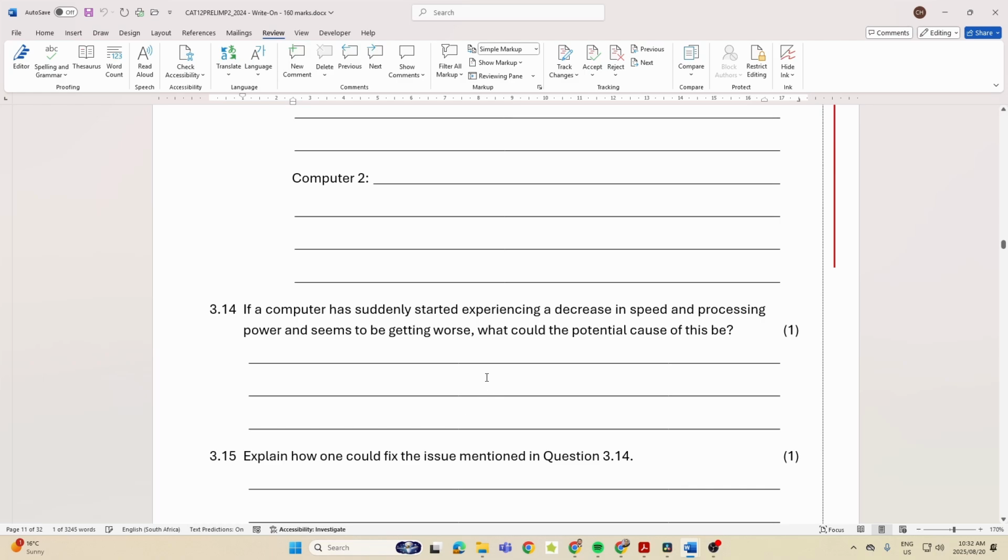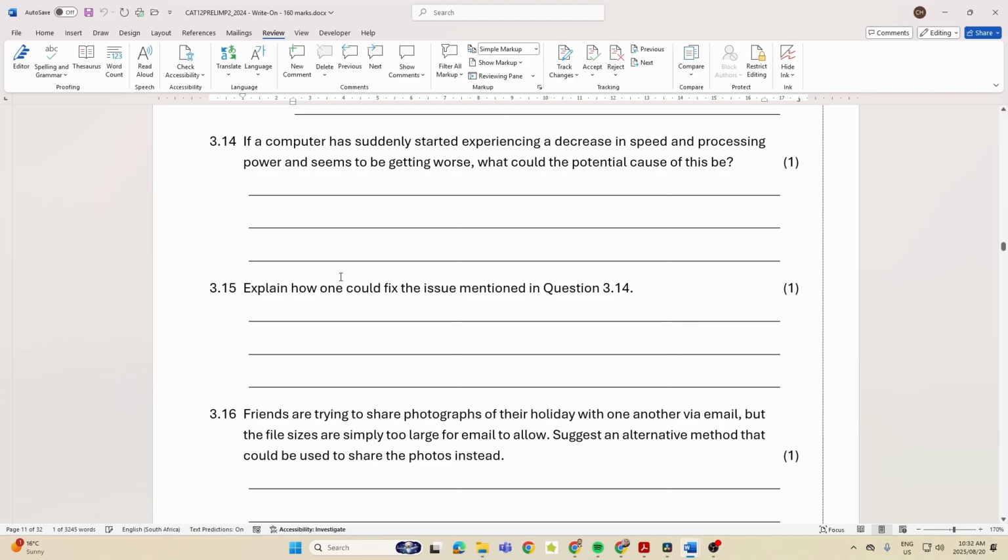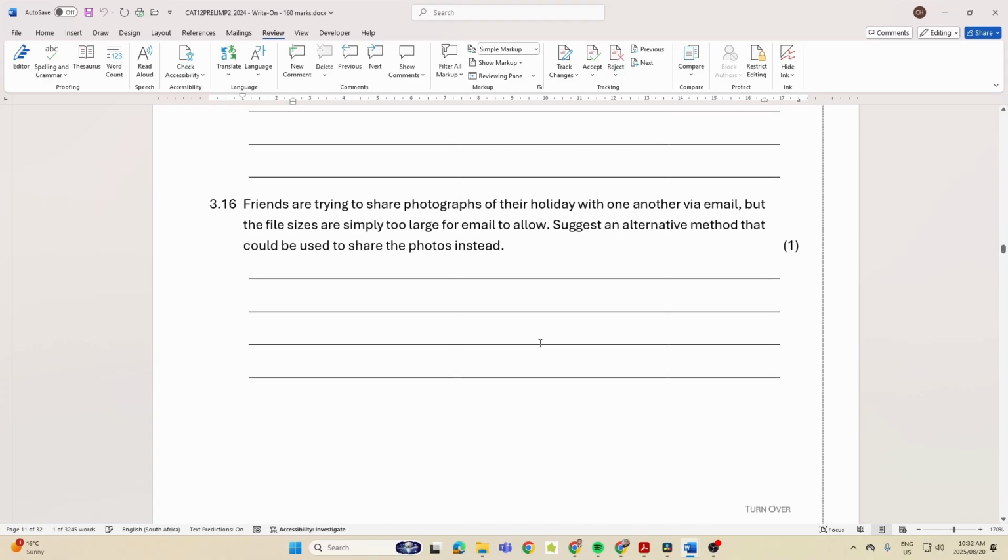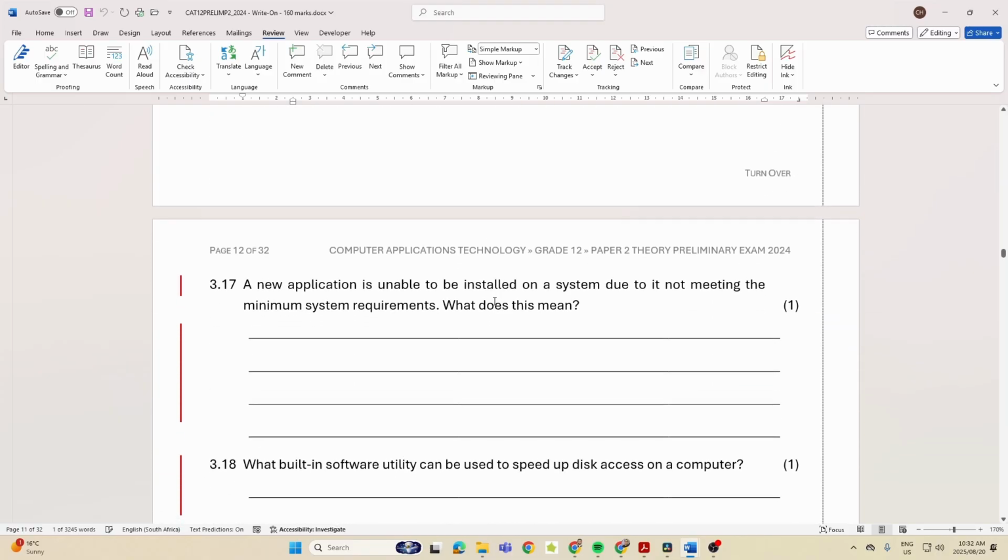Then I see some troubleshooting as well. If the computer has suddenly started experiencing a decrease in speed and processing, what could the potential cause be? Also looking at how would you fix this. So they give you a scenario, you've got to work out what the problem is, and then how one could fix that. Okay, then they just mention here also another question about how you could share photos among friends, how to uninstall a program, and when it does not meet the minimum system requirements.